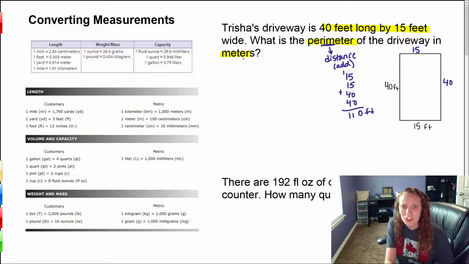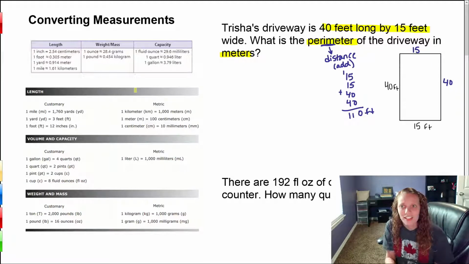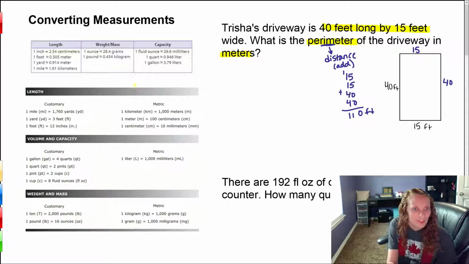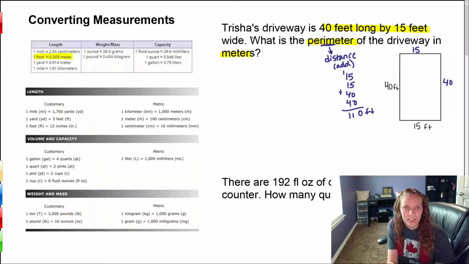But then we want to change it to meters. So we need to look at our conversion charts over here and find something that's going from feet to meters. And I'm seeing it right here. These are not the same type of measurement, neither both metric nor both customary. They're in different sections here. So it's going to be the chart on the top, and we want to convert from feet to meters. So let's set our proportion up.